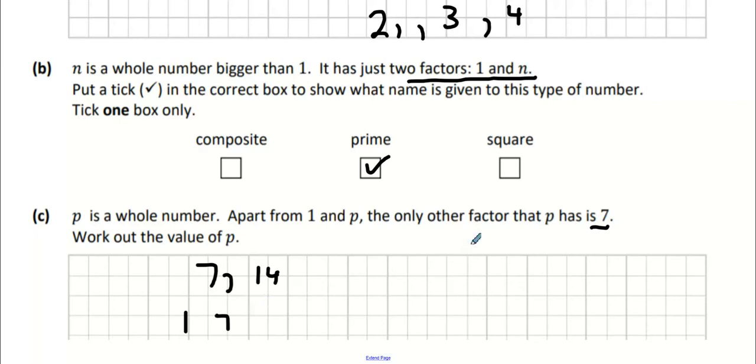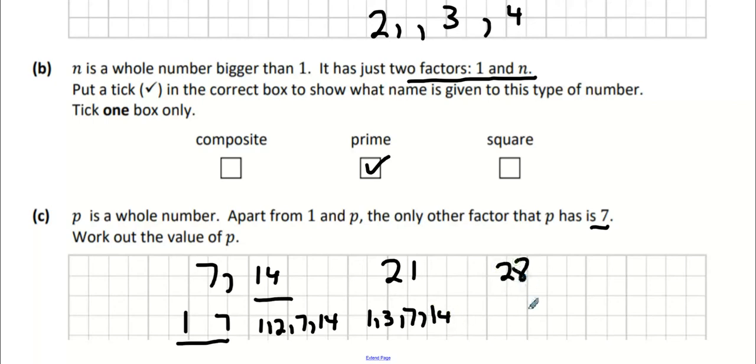Okay. So it needs 3 factors, okay? So 7's ruled out because it only has 2 factors. 14 is ruled out because it has 1, 2, 7, and 14. We're going to keep working our way up here. 21 has 1, 3, 7, and 14. That's still 3 of them. 28 has 1, 2, 4, 7, 14 and 28.